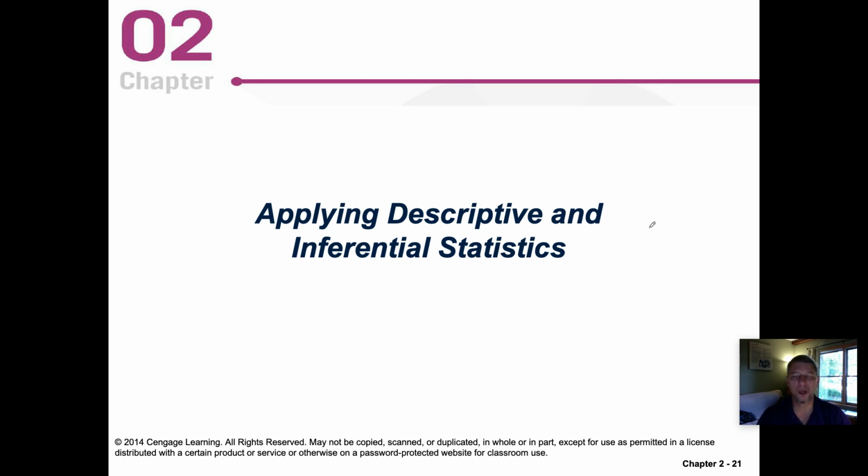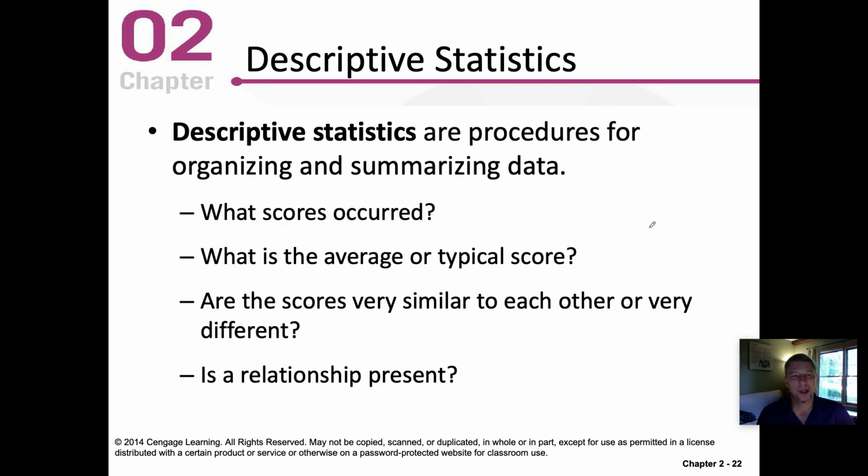On the other hand, inferential statistics compare generally two or more groups, and they can tell you whether or not the two groups are different from one another. All right, and so inferential statistics are a lot more complex, and they do tell you a lot more in the end. Now, by definition, descriptive statistics are procedures for simply organizing and summarizing data. All right. Essentially, what they tell you is what scores occurred, what the average or the typical score in a data set is.